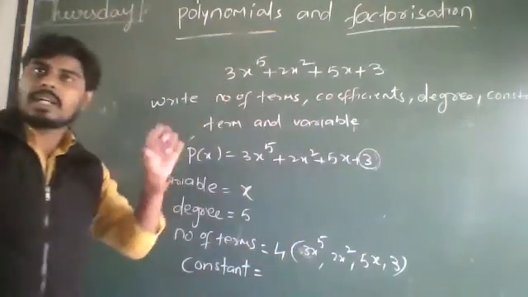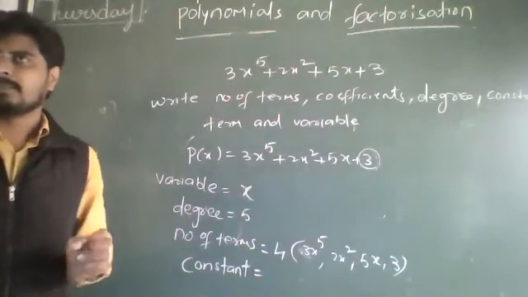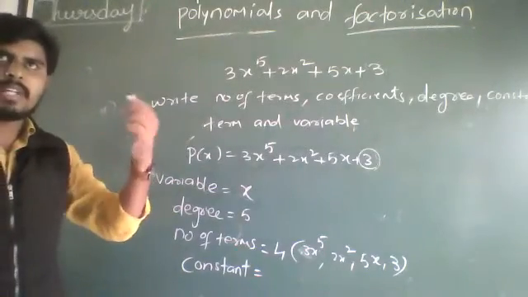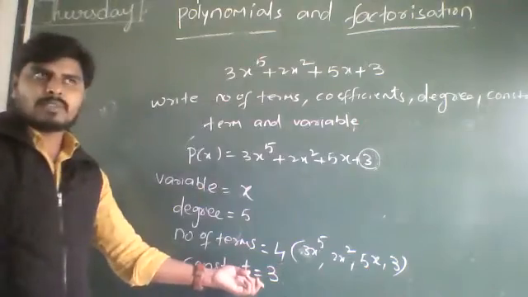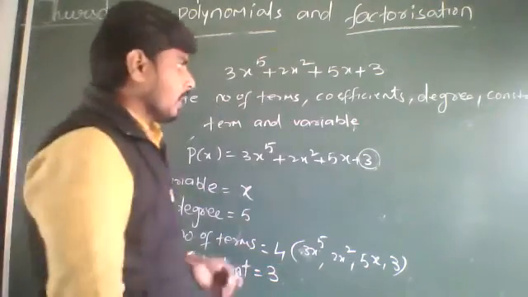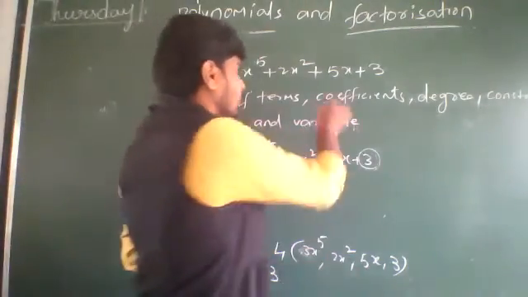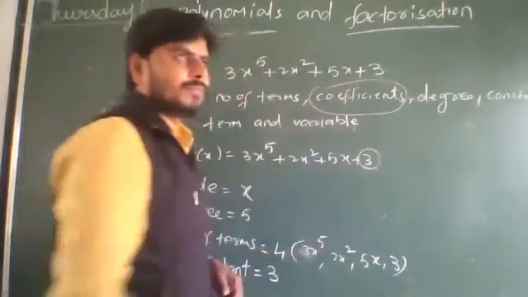The term which is not having a variable is called the constant term. That is 3. 3 is the constant term. Then what about coefficients? We didn't discuss that till now, right?